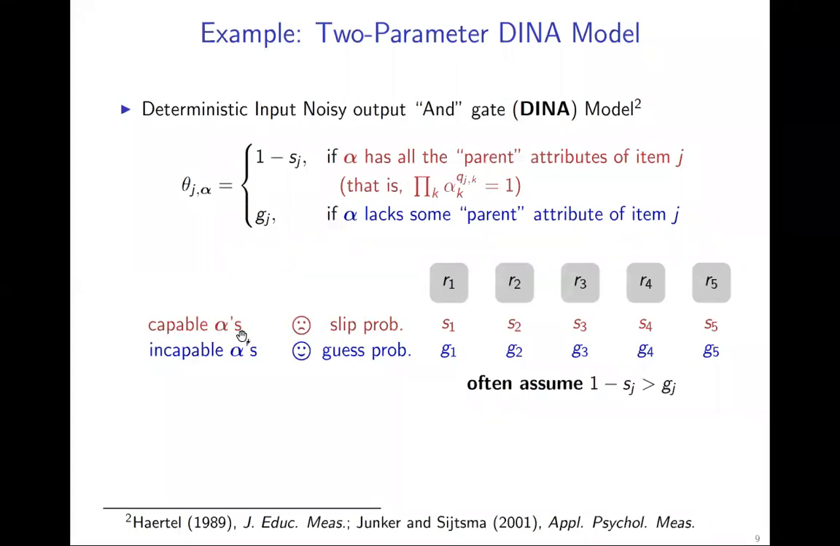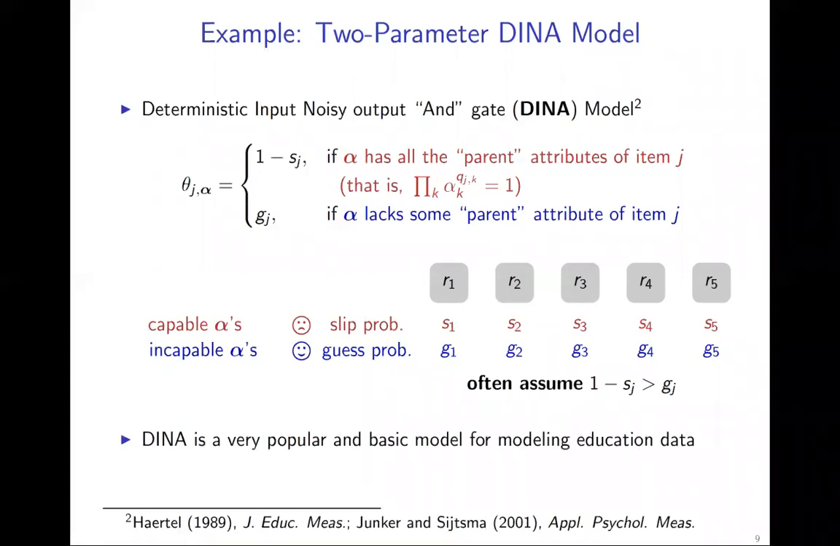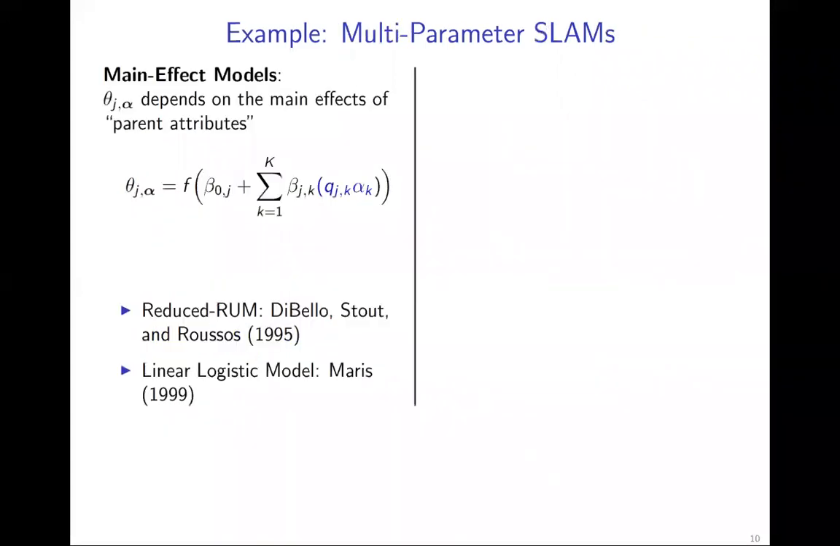be considered capable of the item, but still can have a slip probability Sj to make a careless mistake. On the other hand, if the pattern alpha lacks some parent attribute of item J, then the pattern will be considered incapable of this item, but still can have a guess probability Gj to make a lucky guess. DINA is a very popular and basic model for modeling education data, and it actually can serve as a submodel for some more general members in the family.